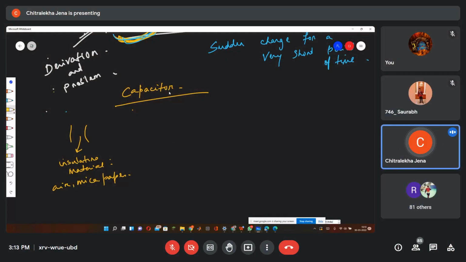Capacitance is, if somebody asks you what is capacitance, you will tell them that it is the property of the capacitor. What is that property? The property is to store electrical energy in the form of electrostatic charge. That is your capacitance. You have read it in your 11th or 12th standard. Yes or no? So, got it?